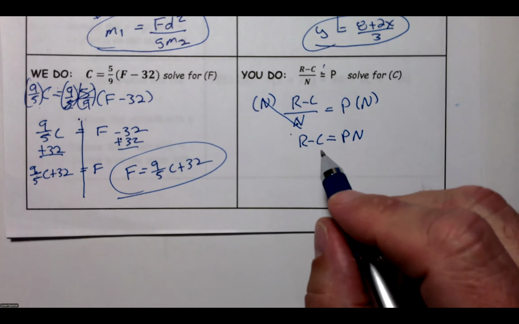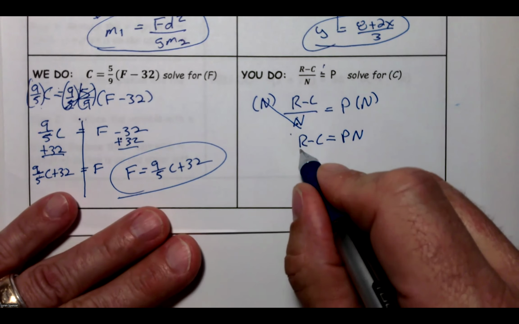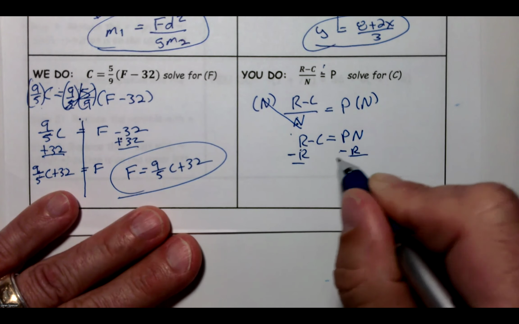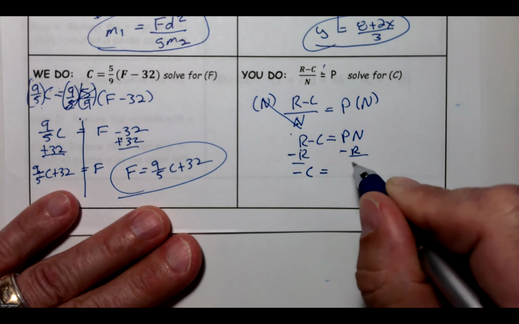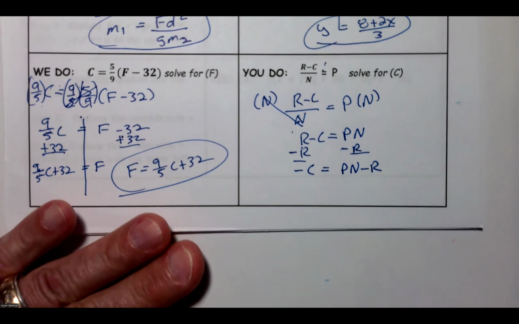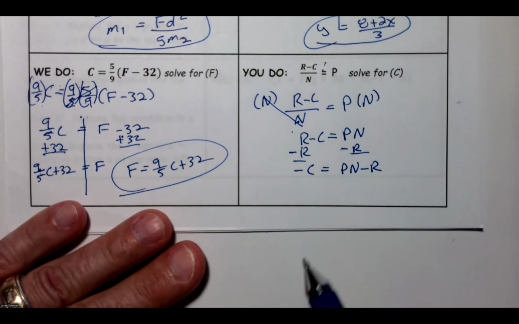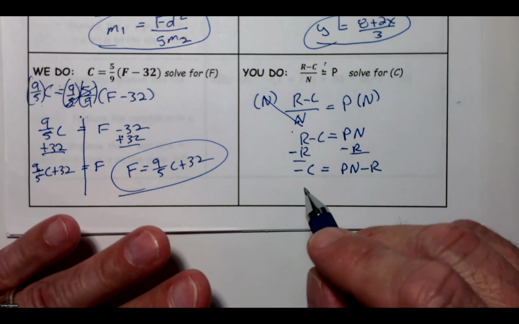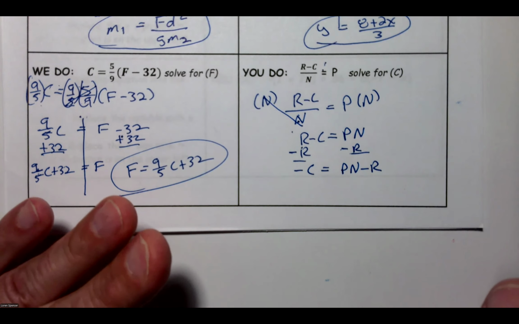Okay, I need to solve for c. Well, I need to move this r, so minus r. Now I have negative c equals pn minus r. Problem is I can't have that. So I need to either divide by negative, multiply by negative. Either one of those works.